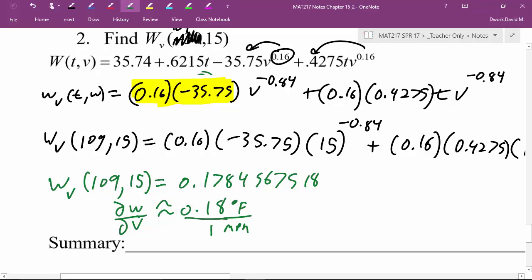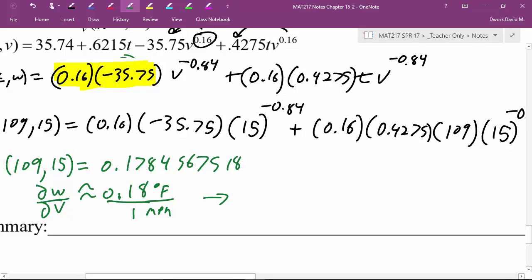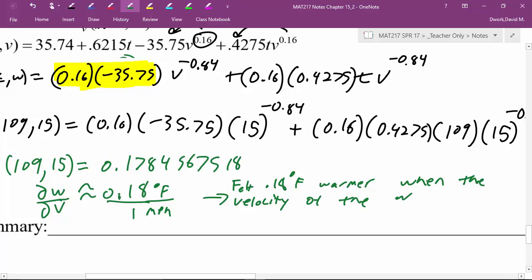So what is this saying? Well, this says that our temperature went up 0.18 degrees Fahrenheit. It got that much warmer. It felt that much warmer. Let me put the word felt. It felt 0.18 degrees Fahrenheit warmer when the velocity of the wind increased 1 mile per hour.